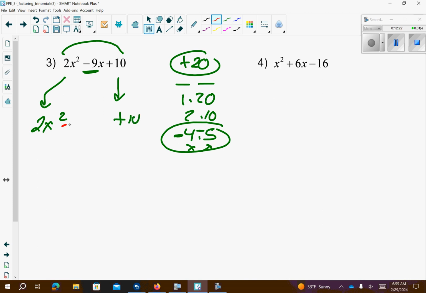And then we're going to say negative 4x, negative 5x. Again, I could have had any order. It's still going to work out. Factor a 2x out of both of those. That leaves me x minus 2. Middle sign comes down.